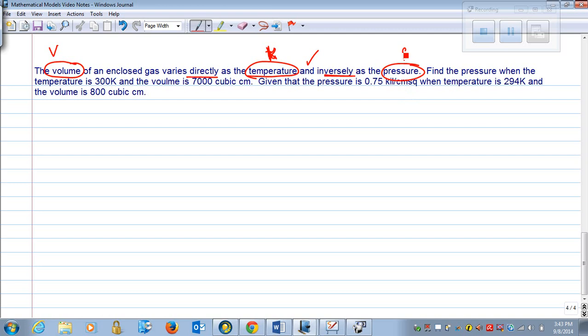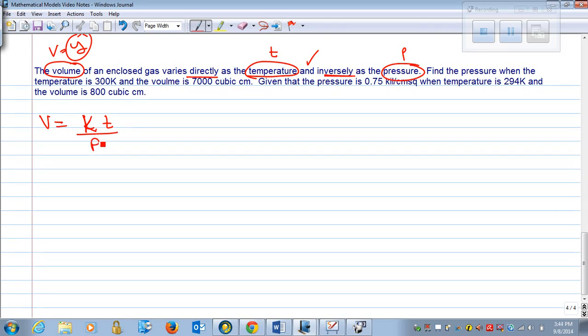So we've got a couple things going on. We're always going to say our first is like our Y value. So we're going to start with V equals K always. Now directly means next to temperature, which we're going to call T, because we're using K as our constant. So K times the temperature, and then inversely, which would be underneath, divided by the pressure. And that's how we would set up the problem.